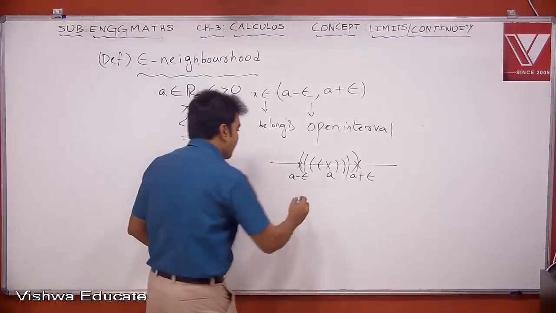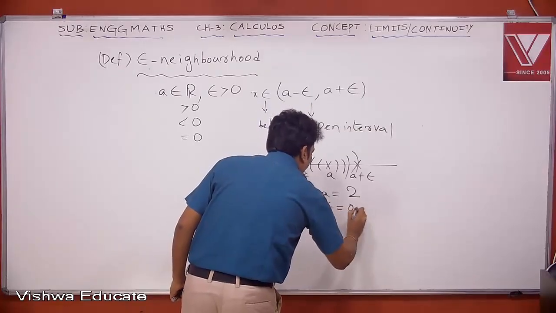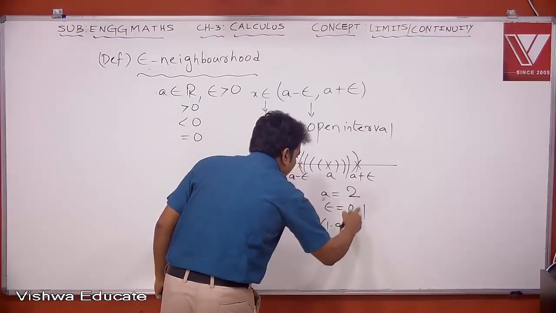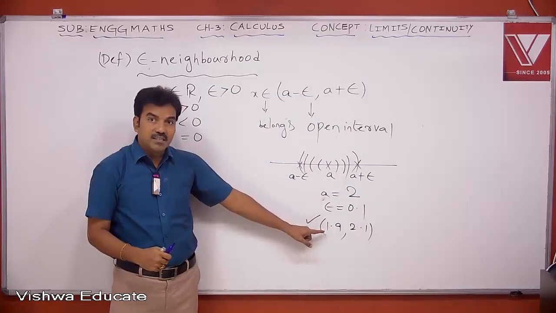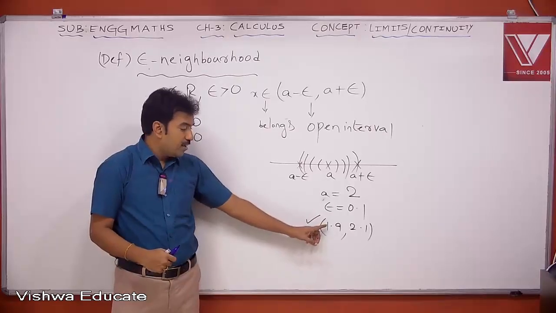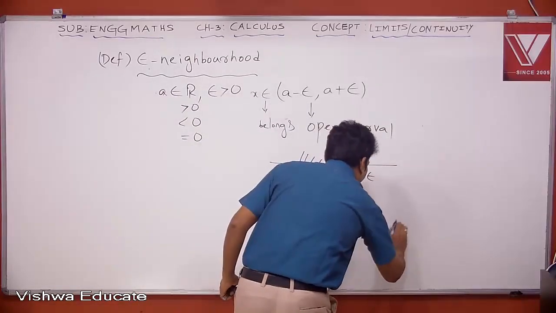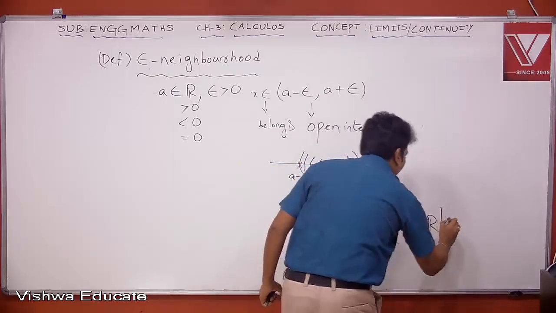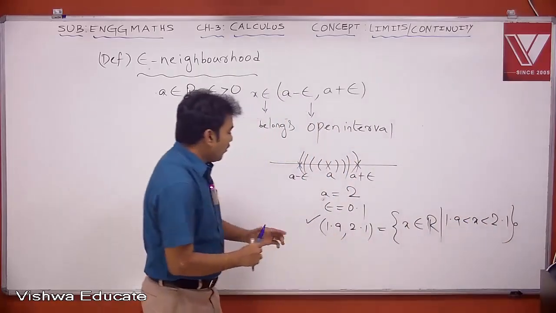Let me give one simple example. Suppose A value is 2 and epsilon equals 0.1. Now its neighborhood is the open interval 2 minus 0.1, that is 1.9, to a plus epsilon, which is 2.1. This is called the 0.1 neighborhood of A. It is a set having infinitely many real numbers: elements above 1.9 and below 2.1. In set notation, I can write it as the set of x belonging to R, where R represents real numbers, such that 1.9 is less than x, which is less than 2.1. This is my 0.1 neighborhood of 2.